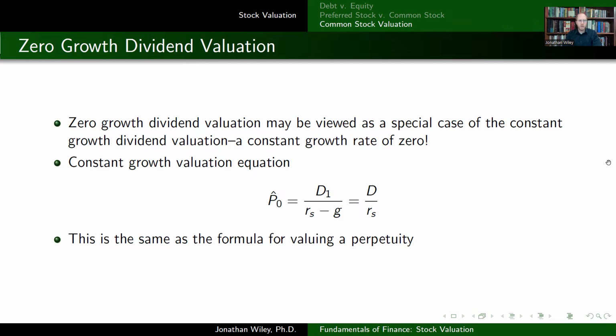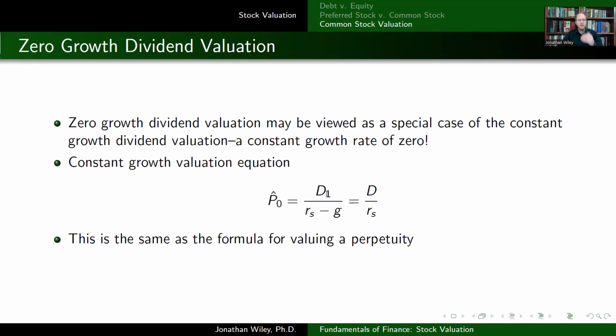Well, a zero growth stock basically has a constant rate of growth. It's just a constant rate of growth of zero. So basically, it's still a constant growth dividend valuation scenario, but the growth rate is now zero. So to see what that turns into, I have down here the formula that I had in the prior video that was showing how to value a constant growth stock.